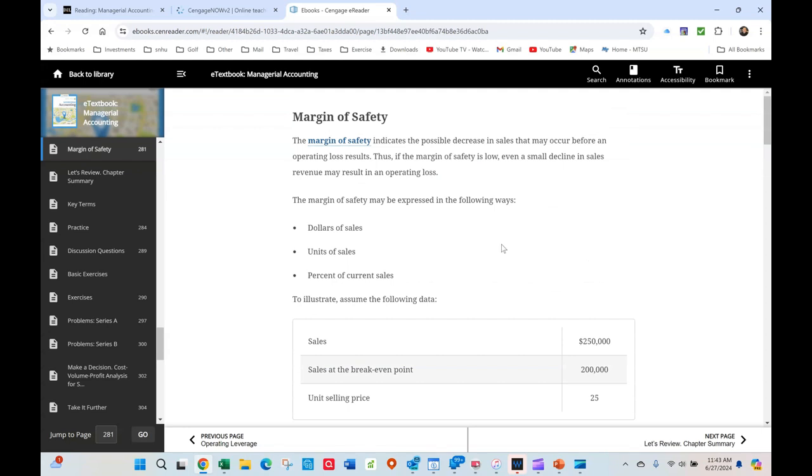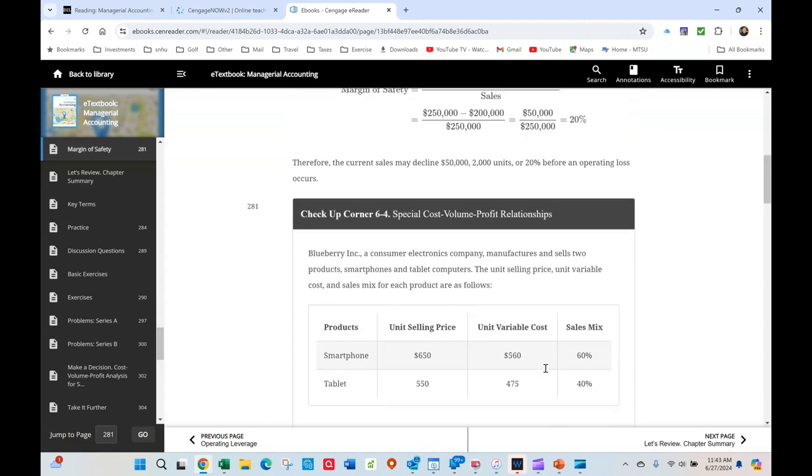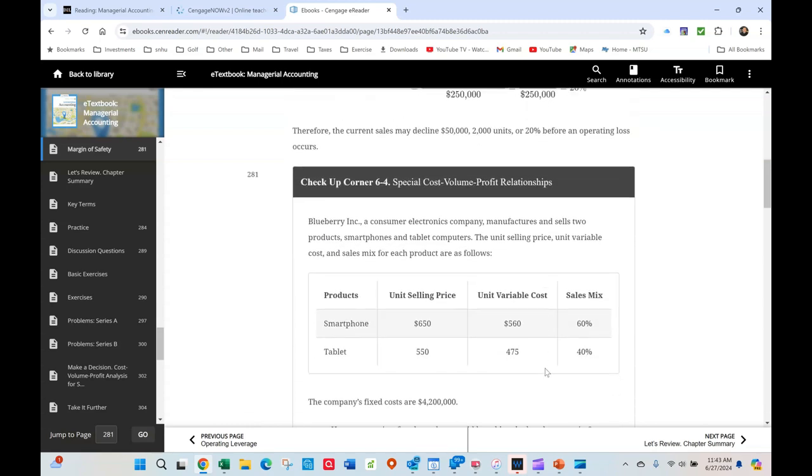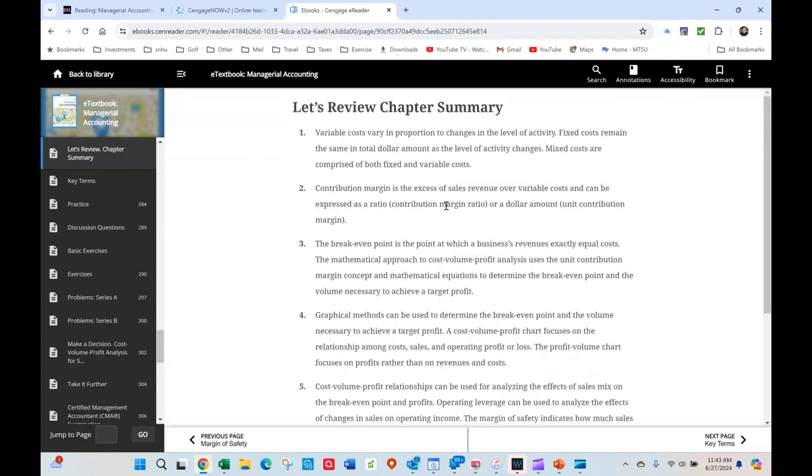And then margin of safety just basically says, well, how much can sales go down before I get to that break even point? And that really, again, is sales minus sales at break even divided by sales. And so you can lose 20% of your revenue before you start losing money. And that's it. This is a very useful concept.